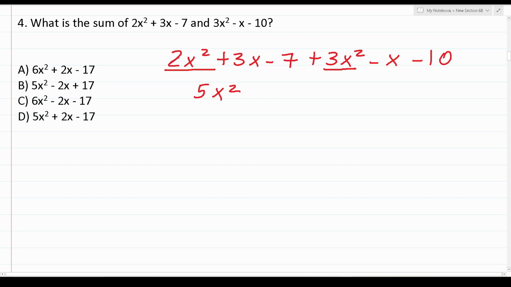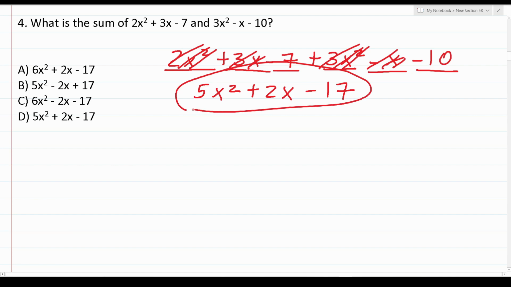And now that we've combined those like terms, we can go ahead and cross them out. Next, we have 3x. Again, that's x raised to the first power. And the only other like term in this expression is right here, negative x. 3x minus x is 2x. All right, let's go ahead and cross those out. And then we have negative 7 and negative 10. Negative 7 plus negative 10 is negative 17. And just like that, we added those polynomials, and we can see that matches answer choice D in this case.